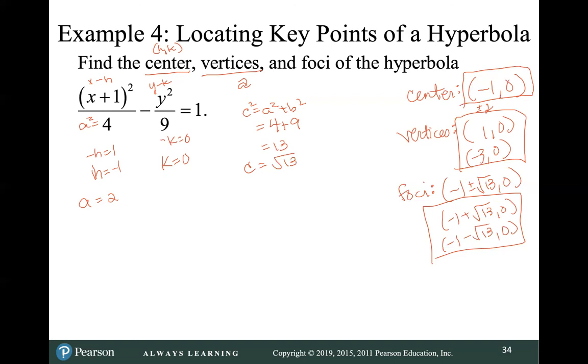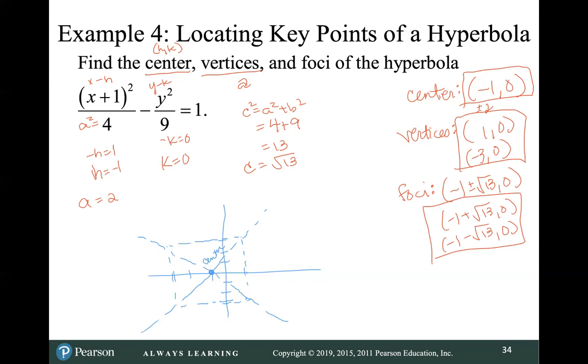I'm going to start by saying x minus 1, so h, or x plus 1, so h is -1. K is 0, so there's my center. I go in the x direction, the square root of 4, so that's 2 in the x direction. And then y, I have over 9, so the square root of 9 is 3, so it's 1, 2, 3 up and 3 down. There's my box. There are my asymptotes.